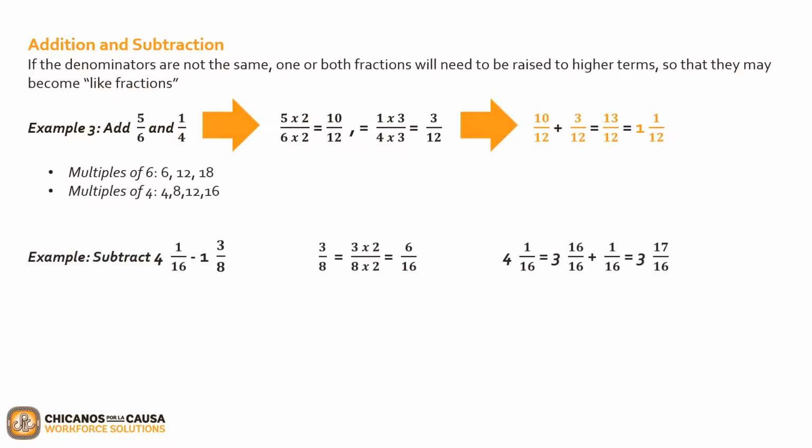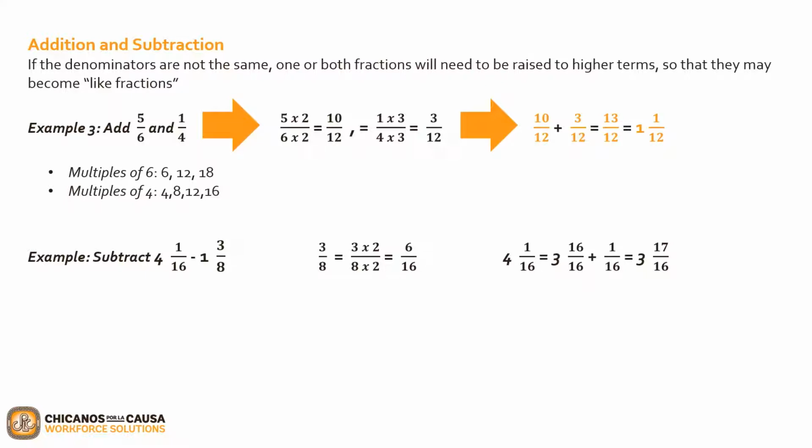Let's look at another example. For subtraction, it states, subtract 4 and 1 over 16 minus 1 and 3 over 8. So we're going to have to find the same common multiple in order to do the same process. Now we know that 16 is actually a multiple of 8. So we can actually leave the 16 in the fraction 1 over 16. But in order for them to have a common denominator, we do have to change 3 over 8.